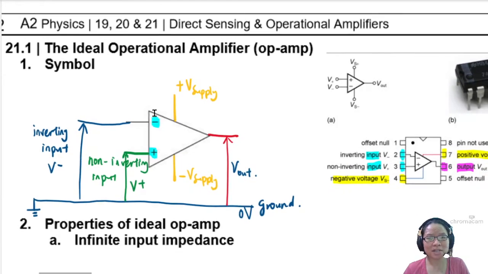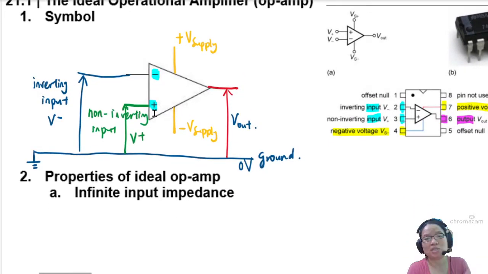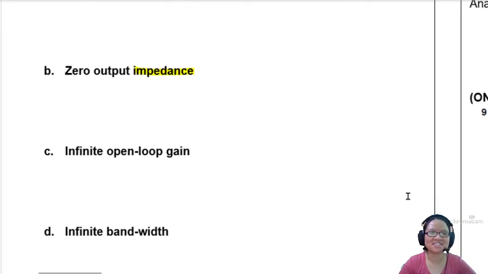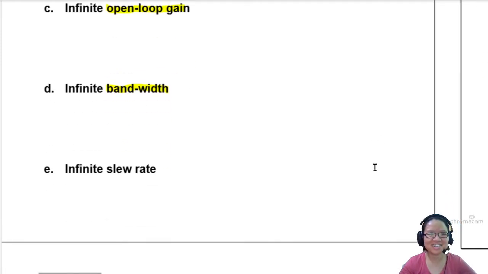All right. So with that in mind, let us think about what the properties of an ideal operational amplifier, or ideal computer, are. Let's look at the properties of an ideal operational amplifier. And here you will see a lot of words I've never seen before. For example, what on earth is impedance? What on earth is open loop gain? What is bandwidth? What is slew rate? Okay, so before you panic, please don't panic.